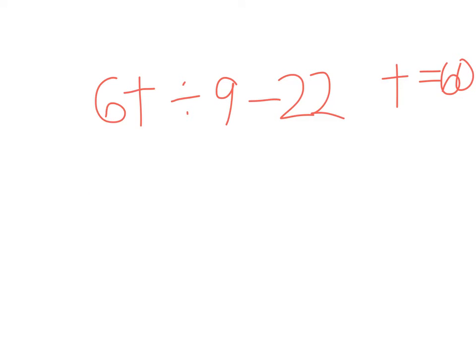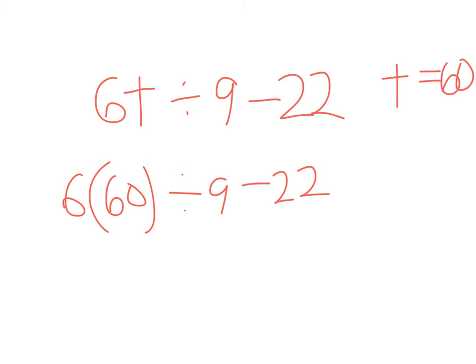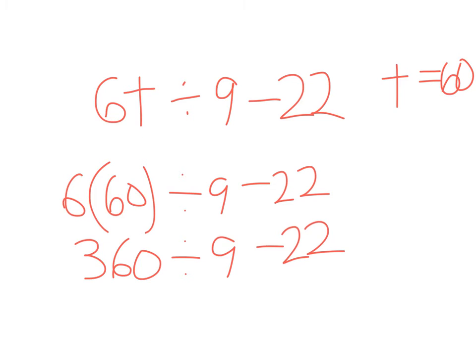So in this problem here, I have 6 times t divided by 9 minus 22. So what I have to do is substitute in t's value. So it's going to be 6 times 60 divided by 9 minus 22. 6 times 60 is 360 divided by 9 minus 22. You'll see there's a lot of steps here. 360 divided by 9 is going to get me, let's see, 40 minus 22, and then I can just do 40 minus 22, that's equal to 18. So that's the final answer there.